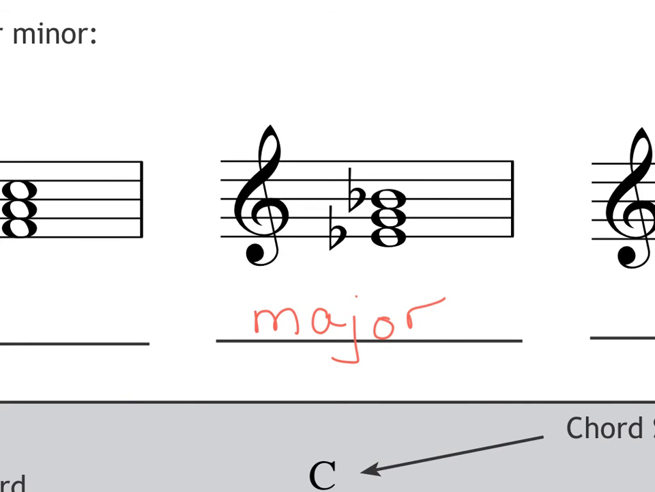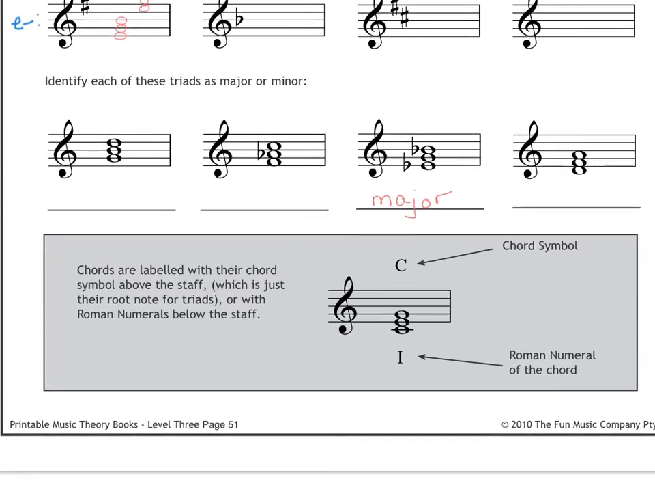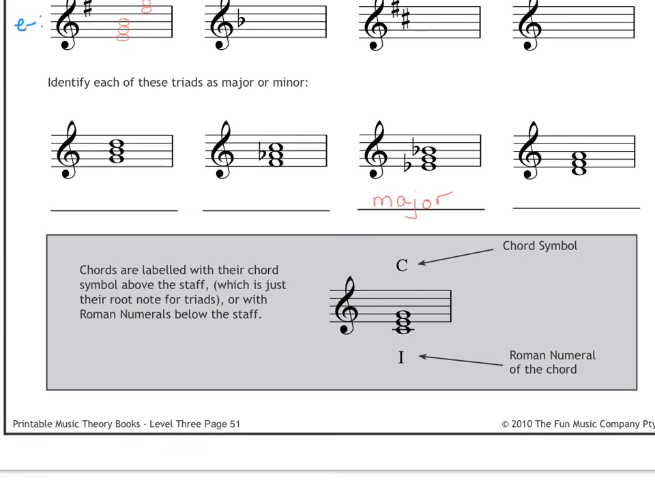Okay, so I will let you finish up those questions, but before I let you go, a quick little bit of instruction at the bottom here. It talks about how to label triads. Once you have a tonic triad, how do you label it? Well, they're labeled in one of two ways. First way is with their chord symbol above the staff, which is simply the root note of the triad. So in this case, this is a tonic triad built on C, so I write a capital C. If I was in the key of F major with a tonic triad built on the note F, I would write a capital F here.